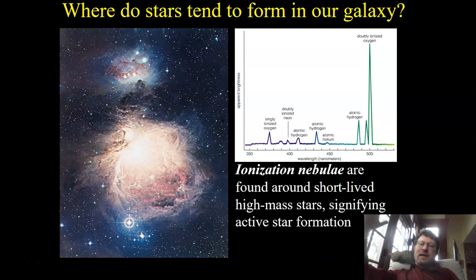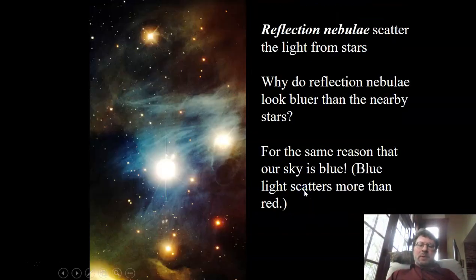ionizing the elements within that cloud. And then as the electrons cascade back down onto the atoms, light will get emitted at various wavelengths. And so here we see the spectral signatures of oxygen and neon and hydrogen and other elements. And so these ionization nebulae, they'll look red to the eye, corresponding in large part to the light from electrons falling down onto hydrogen. Reflection nebulae, they'll look blue to the eye.